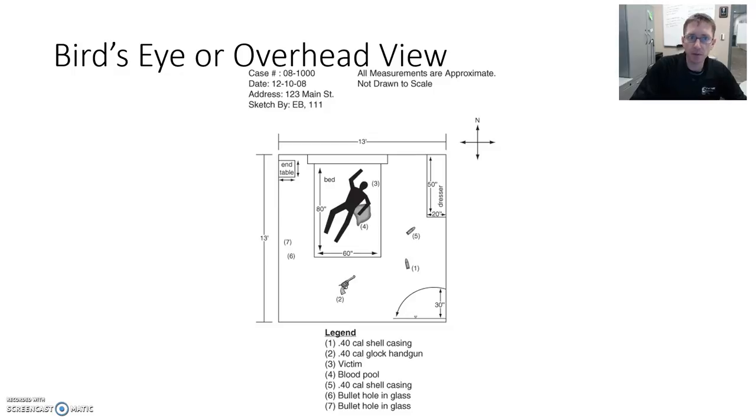So here is an example of an overhead view. We've got our crime scene sketch. You've got a room, a gun on the floor, some bullet casings, a man in the bed, he's got some blood, and we've got this here, 6 and 7. And we'll look down at our legend: 6 and 7 are bullet holes in the glass.